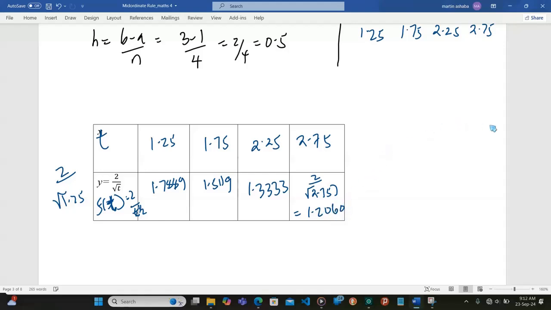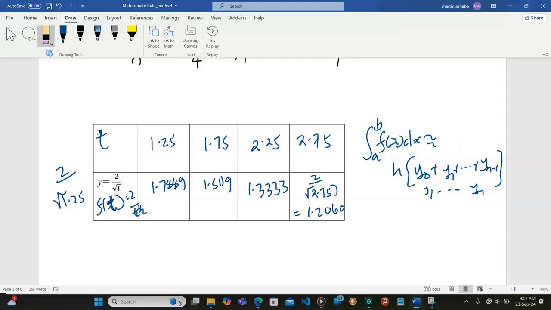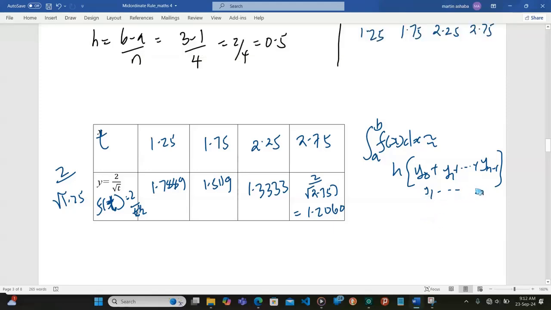So what is the formula that I'm going to use? Our formula is always the integral from a to b of f of x with respect to x is approximately equal to h times y0 plus y1 plus up to yn minus 1. If you say you are using y1, then it will be up to yn. Yes. So let's move and put in these values.